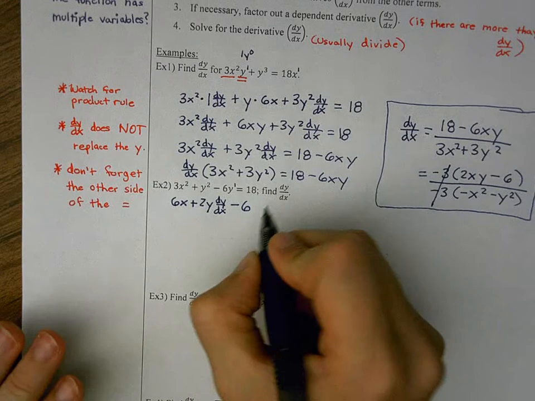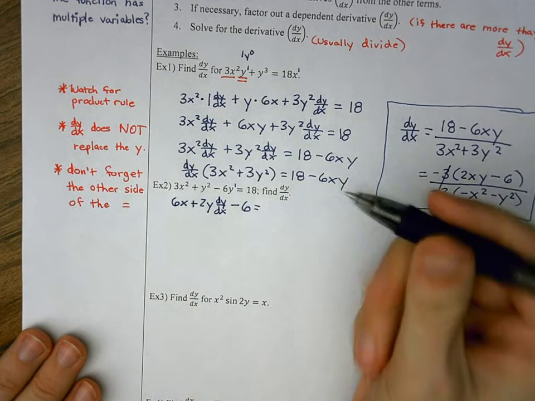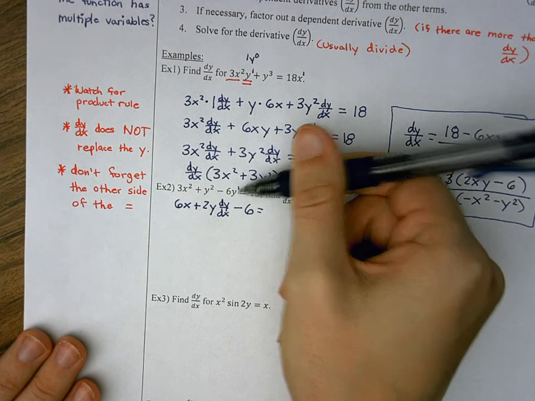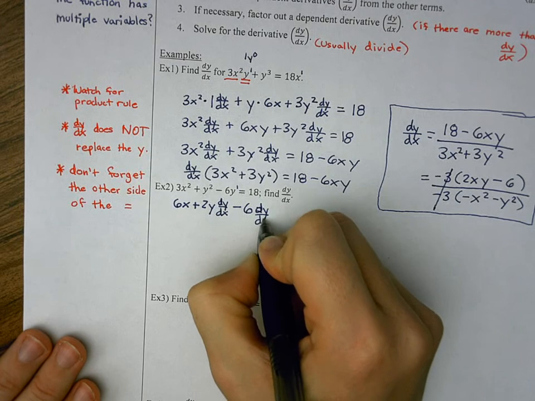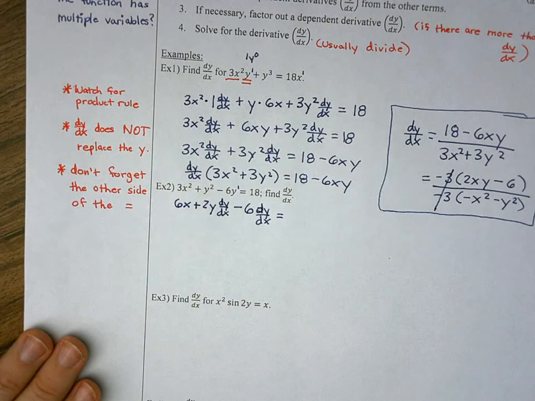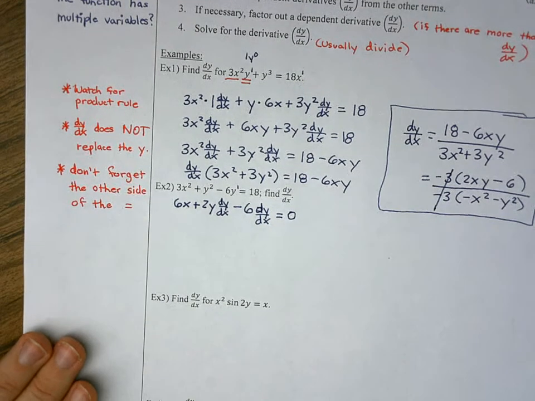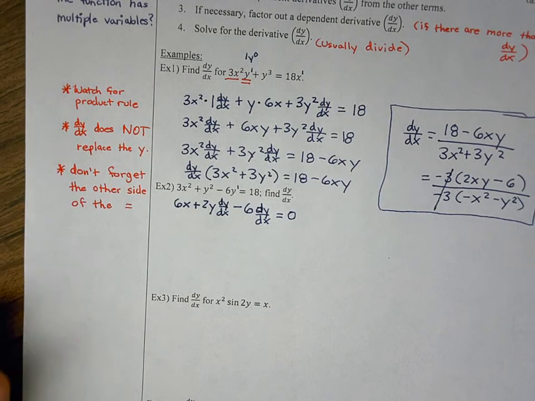Okay? And then derivative of 18, that's a constant. Oops, I missed something. What did I miss? Okay, I just took the derivative of a y, so I should have a dy dx there, acknowledging that I took the derivative of a y. Okay, and then on the other side, derivative of the constant is 0. Okay, again, every time we take the derivative of a y, we acknowledge with a dy dx.